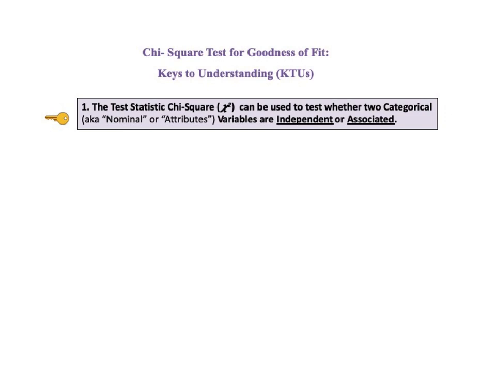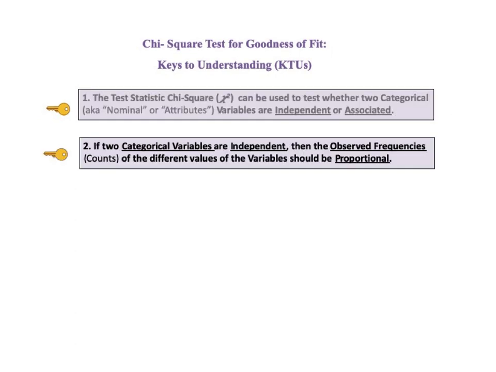The first key tells us that the test statistic chi-square can be used to test whether 2 categorical, also known as nominal or attributes variables, are independent or whether they are associated. KTU number 2 says, if 2 categorical variables are independent, then the observed frequencies of the different values of the variables should be proportional.